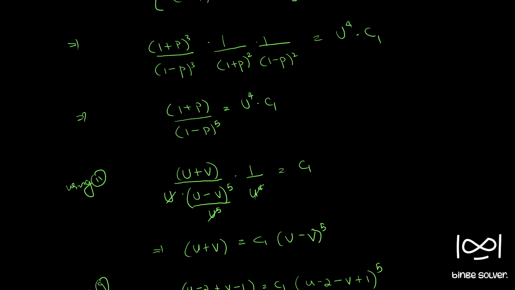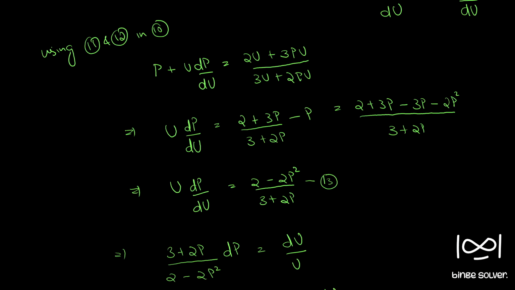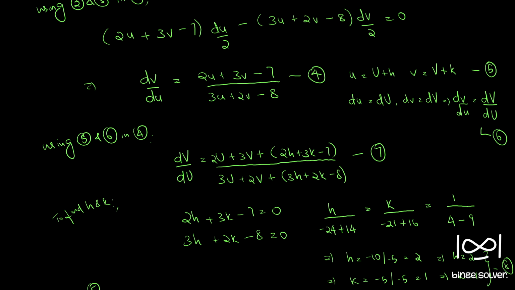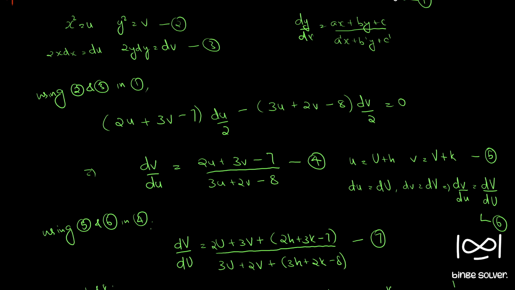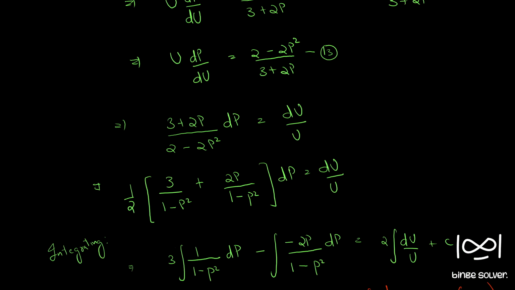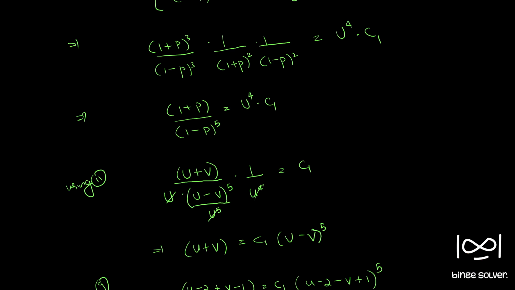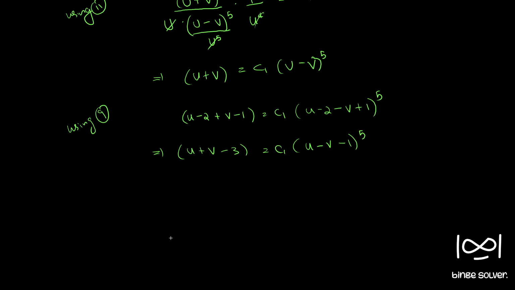Now we can substitute for u and v. So what is u and v? The initial substitution from equation 2 is u is x square and v is y square. So we can use that substitution. So using 2, we have this as x square plus y square minus 3 is equal to a constant into (x square minus y square minus 1) raised to 5.